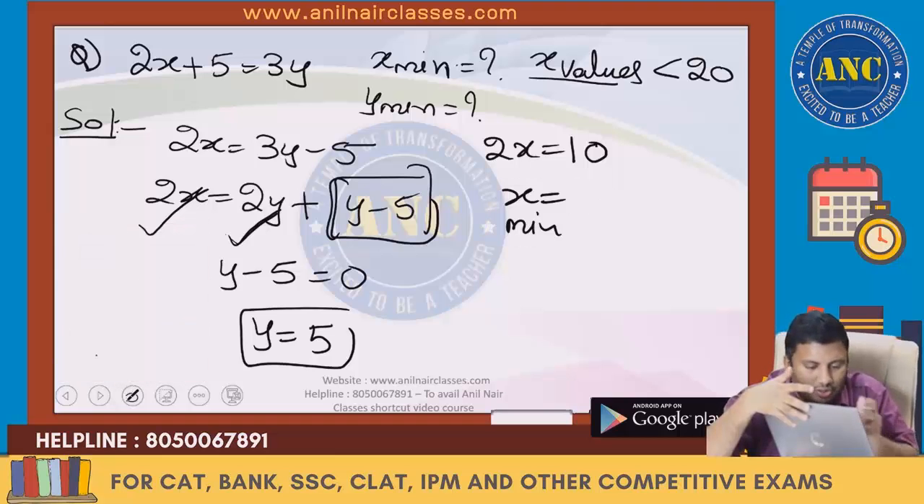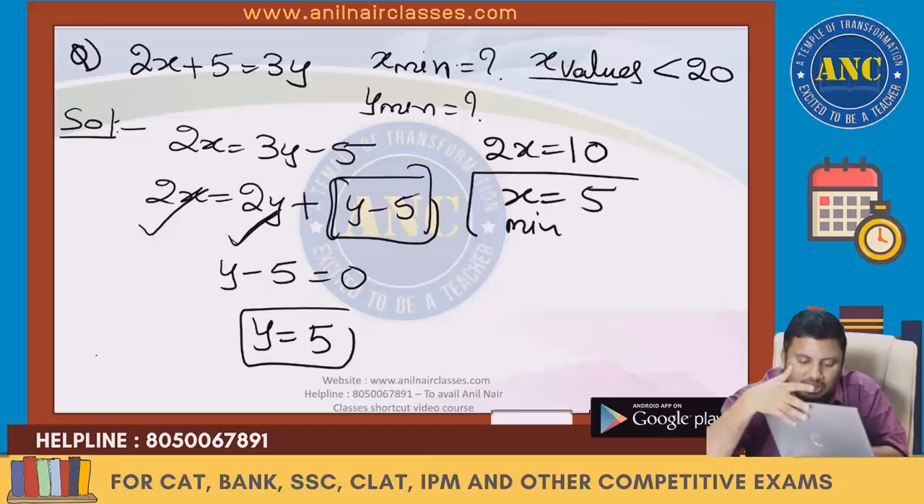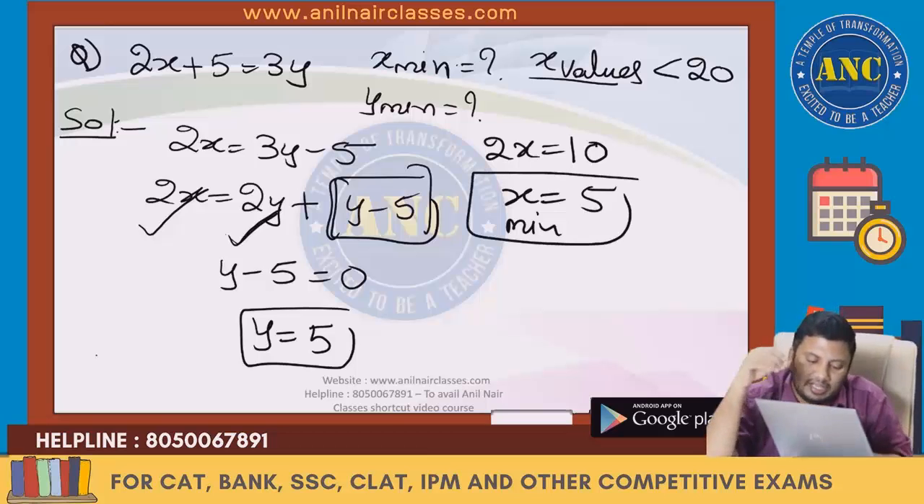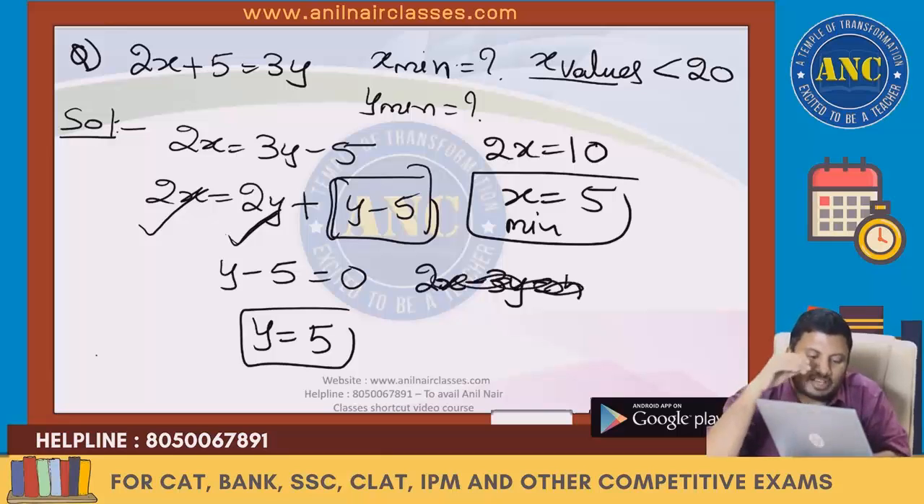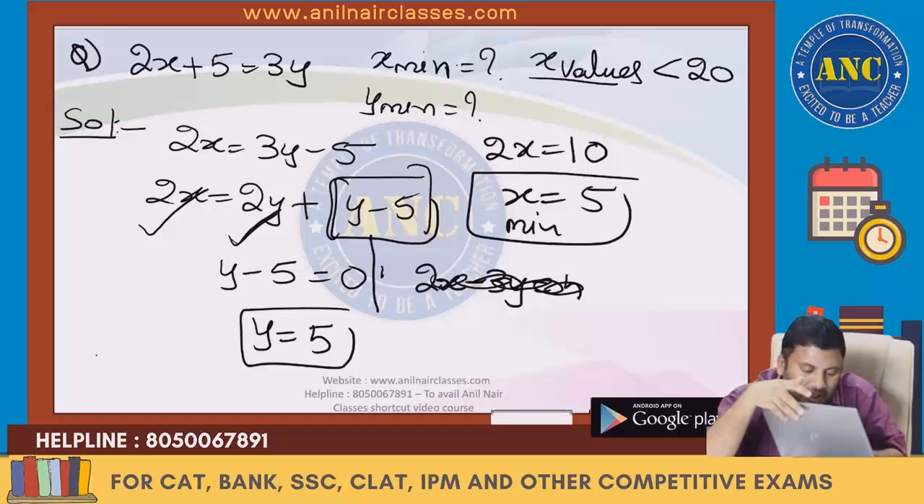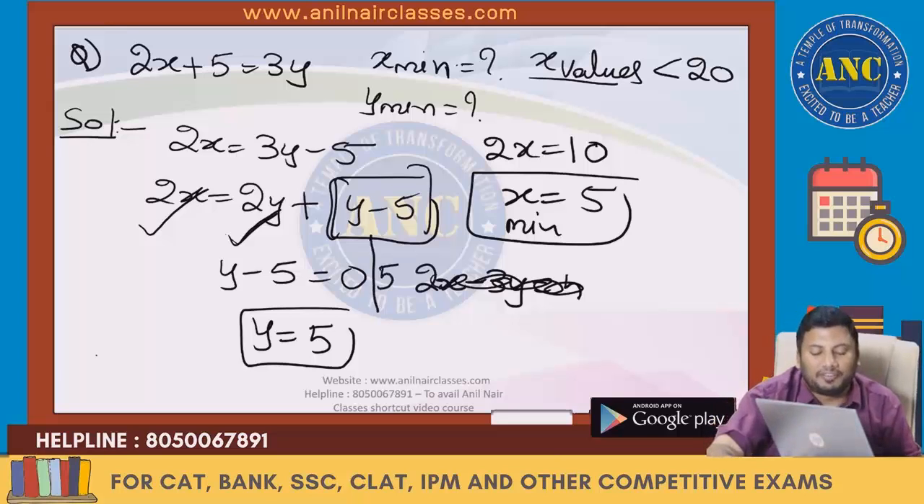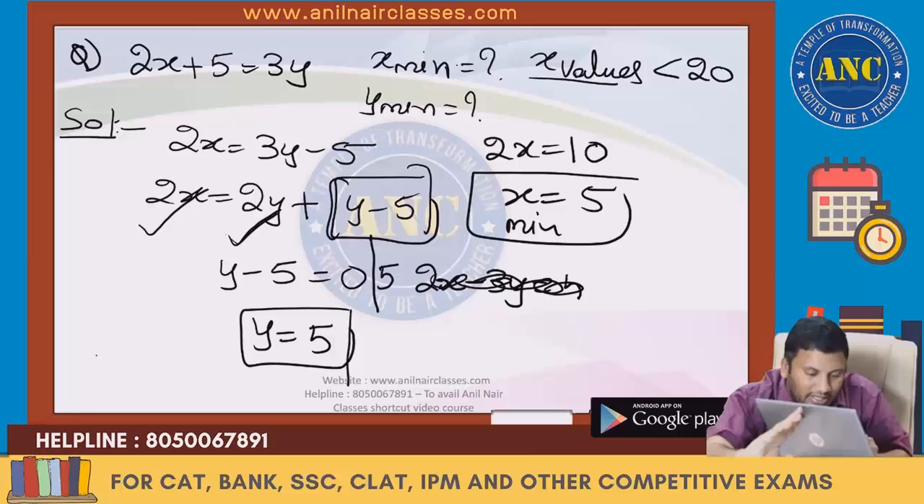2x is equivalent to 10. X minimum is nothing but 5. I hope it is clear. So the equation is 2x minus 3y. X minimum is 5. In case you want the next value, what is the next multiple of 5? 5. Y is equivalent to 10. If y is 10, 30.